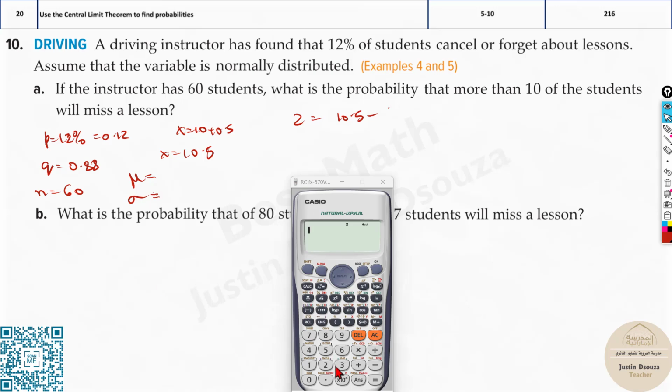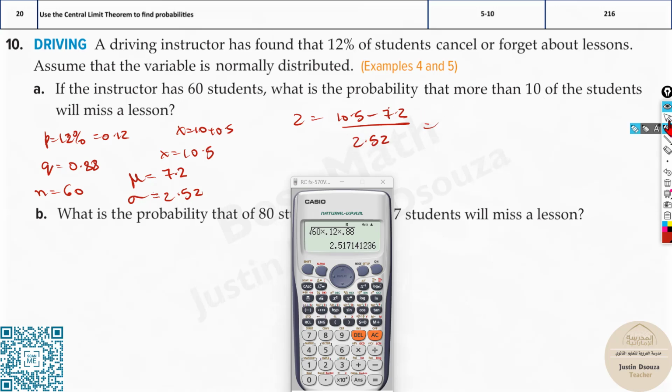So the mean will be n, that is 60 times the p value 0.12. The answer is 7.2, whereas the other one will be 60 times 0.12 times 0.88, and the answer is 2.52. The other one was 7.2, which we just found out. Now here we will have 10.5 minus 7.2 divided by 2.52.